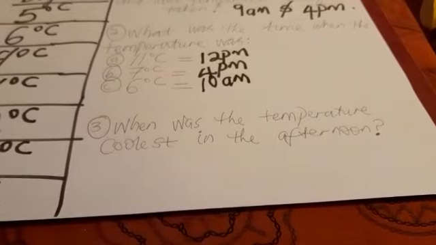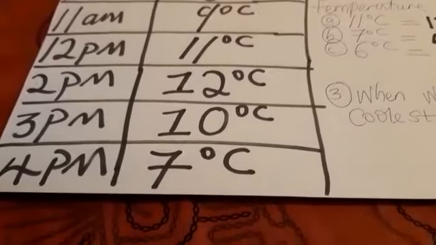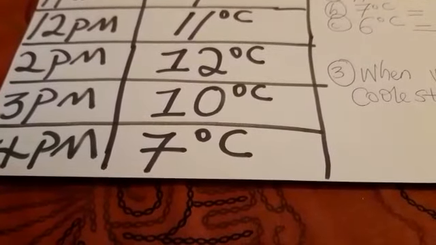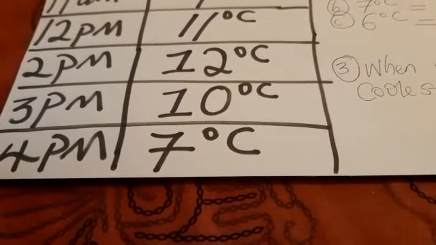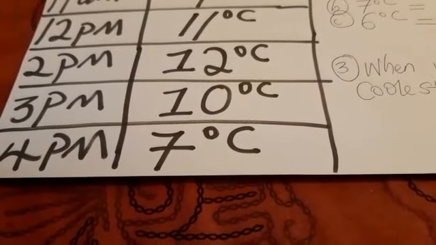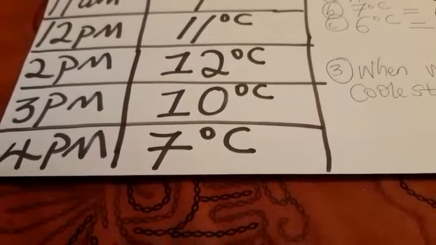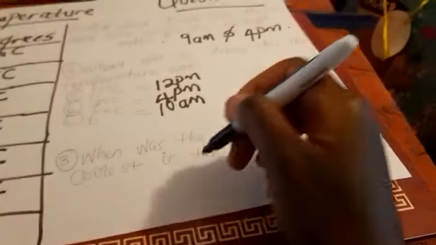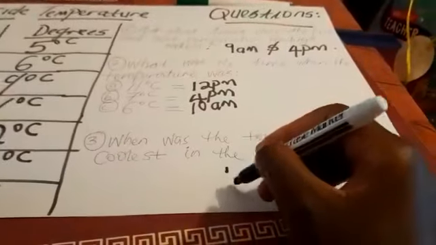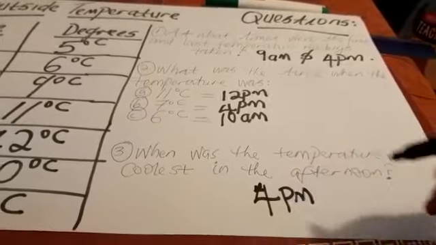Last one. When was the temperature coolest in the afternoon? Now we know afternoon is any time after 12 p.m. So these are all the times after 12 p.m. And when was the temperature coolest? At 12, it was 11. At 2, it was 12 degrees. At 3, it was 10 degrees. And at 4, it was 7 degrees. And of course, 7 degrees is the lowest temperature. So that was when it was coolest. So that would be 4 p.m.